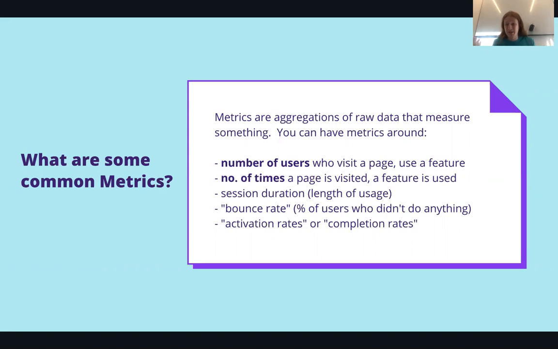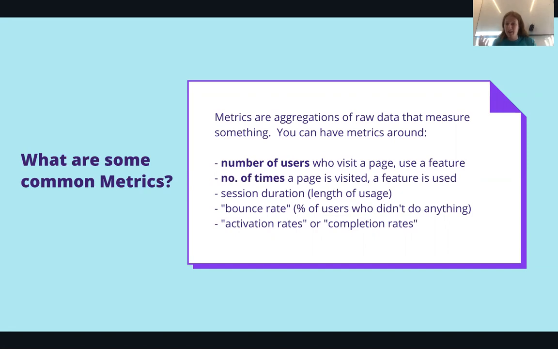So simple metrics you can do are counting things. You can count the number of times a page is visited. You can count the number of distinct users who've clicked a button or used a feature in some way. I mean, those are the two really core ones. But then there's also more complicated metrics. You can count things like how long people have used something, how often people use something, the session duration, that's how long something is used.